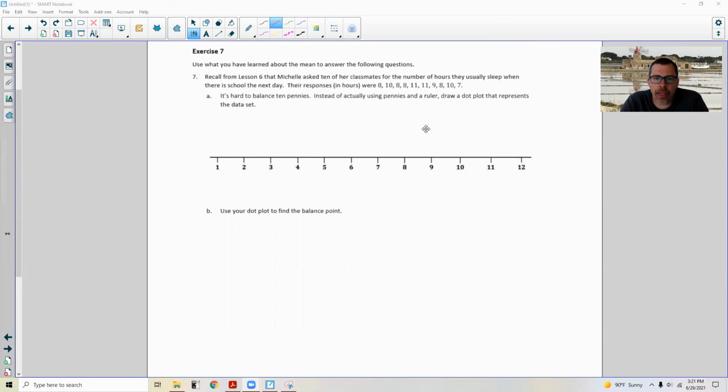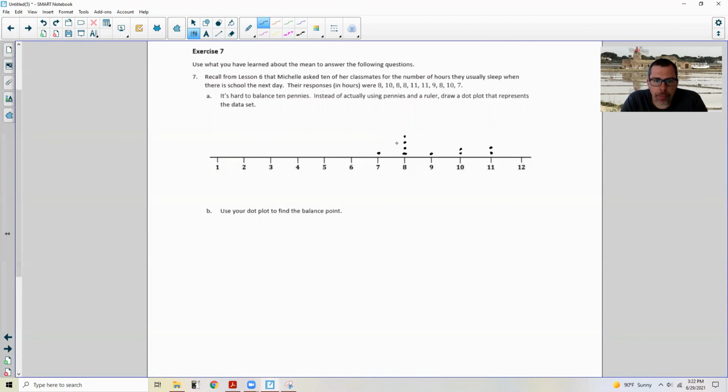It's hard to balance 10 pennies. Instead of actually using pennies in a ruler, draw a dot plot that represents this data set. Okay, so what I'm going to do is, here's an 8, put a dot there. A 10, that goes here. Another 8 goes here. A third 8, an 11, another 11, a 9, another 8, another 10, and a 7. Okay, there it is. That is number 7.